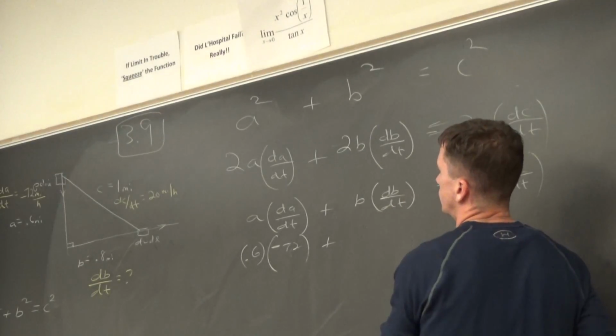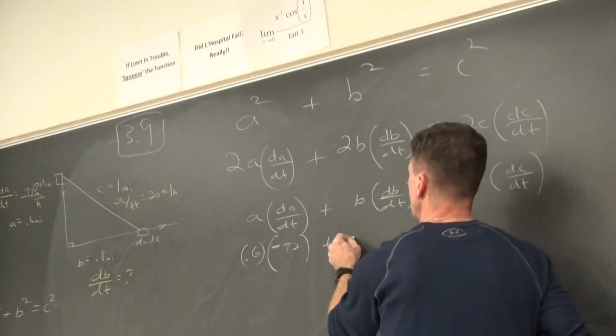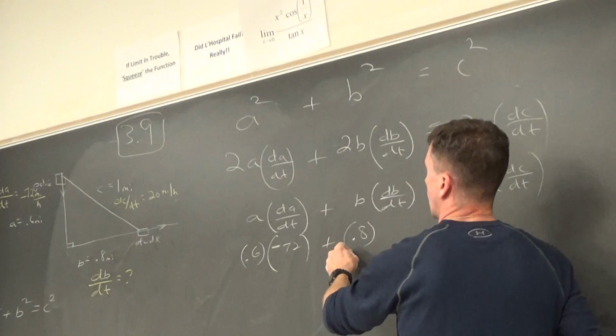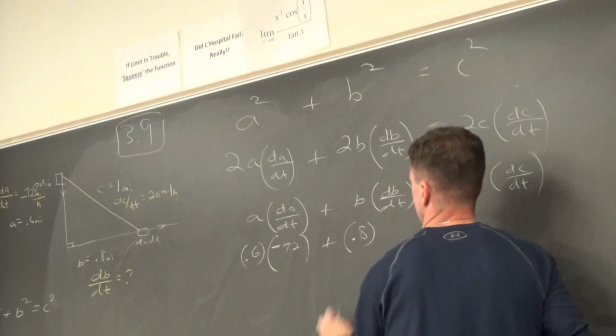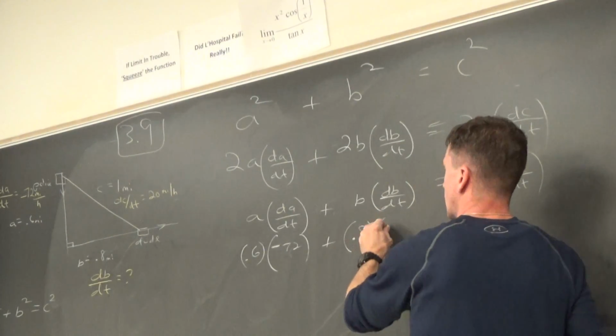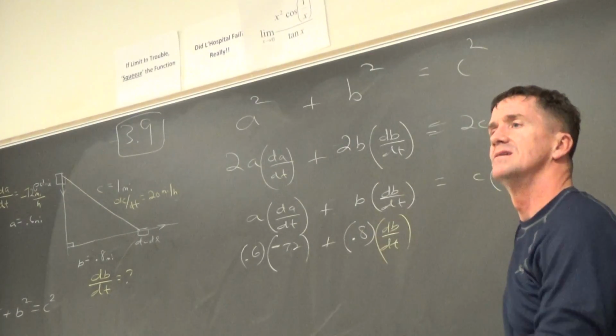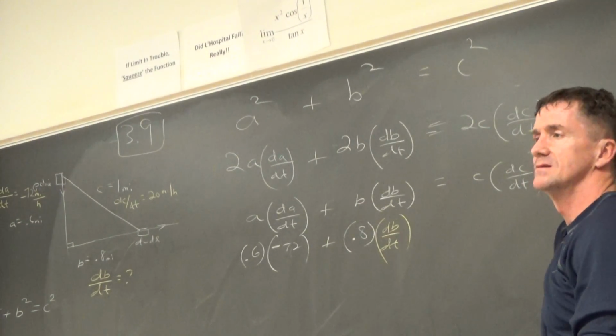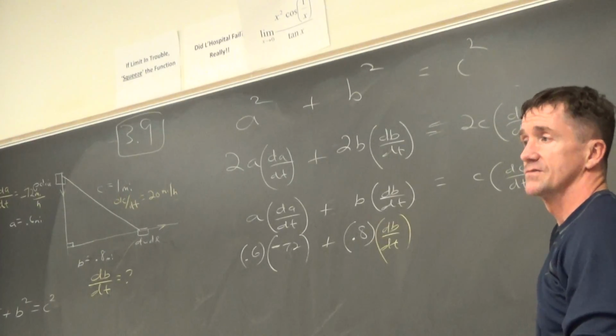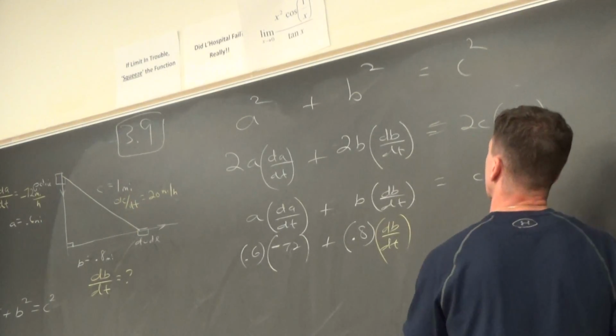What's that? B is 0.8. Oh, we don't know this. Unknown, unless you want to call it X. Do you like to call this X? You can. We're gonna leave it DBDT. I'm with Art. Leave it DBDT. But you could make it an X if you're like one of these people.